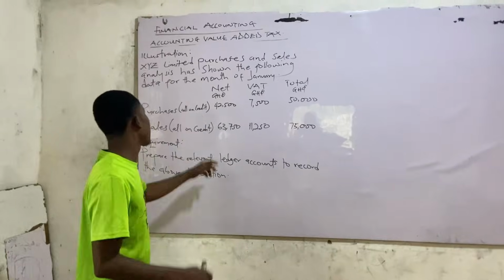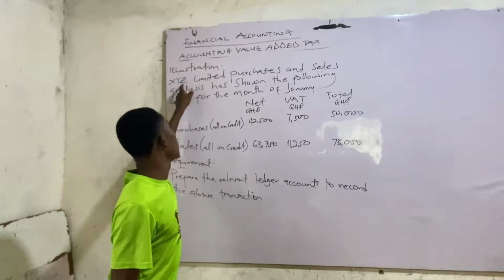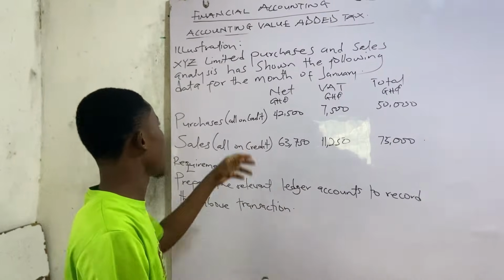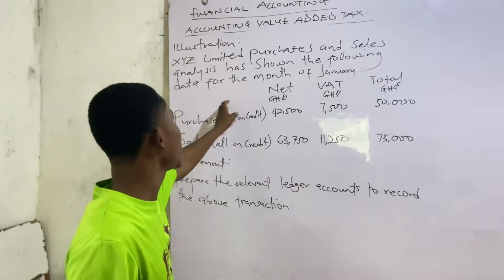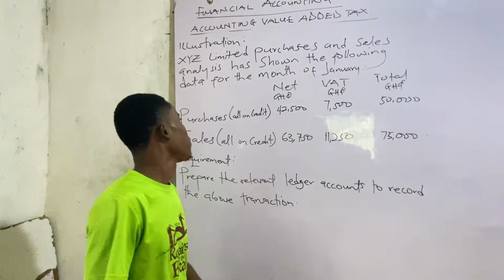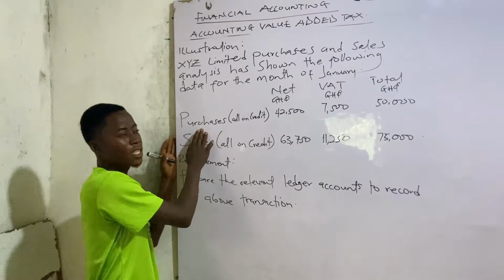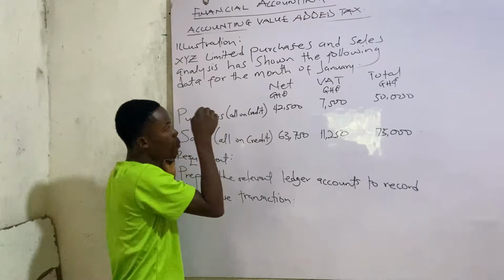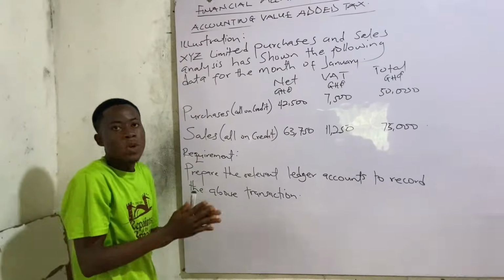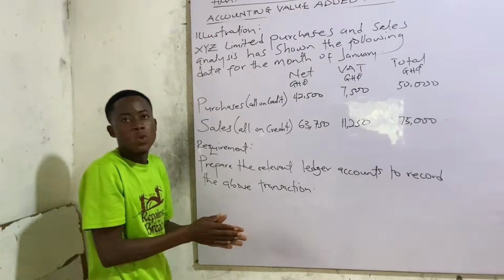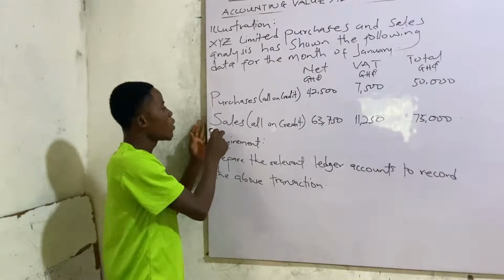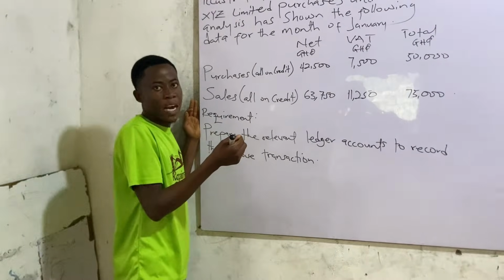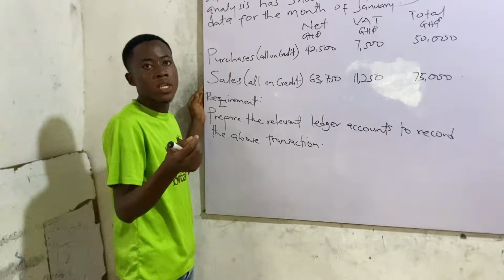Now let's take a critical look at this example. We have XYZ Limited, whose purchases and sales analysis has shown the following data for the month of January. Purchases are all on credit. Whatever things we purchase, we didn't make payment for it, but took the goods on credit. We also made sales on credit. We sold to our debtors, our customers, but they did not pay.